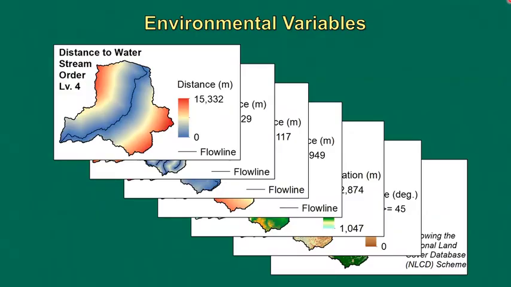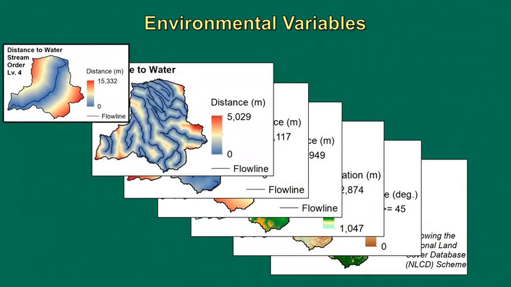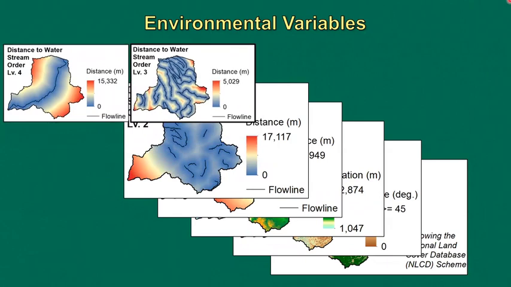So the other important input that goes into the SOLVES model is the collection of environmental variables, and we included 7 overall. The first 4 are based on this concept of distance to water. The first variable is distance to water stream order level 4, and this is for Sonoita Creek, the primary flow line within the watershed. The next is distance to water stream order level 3, and these are the main tributaries that extend from, or I should say flow into, Sonoita Creek.